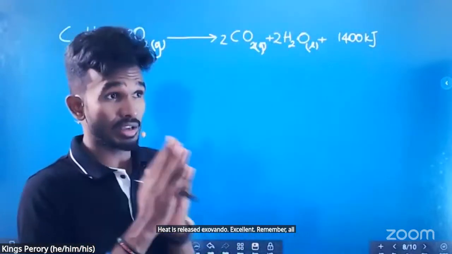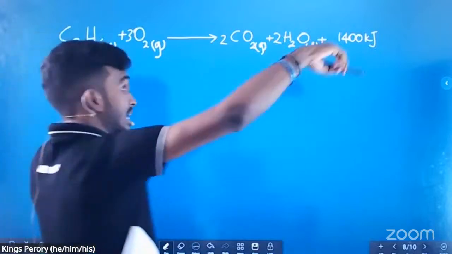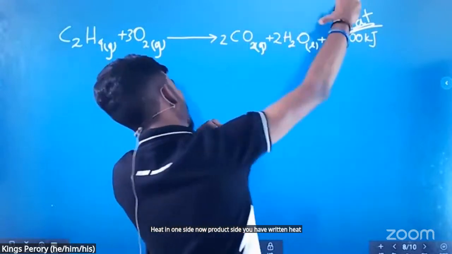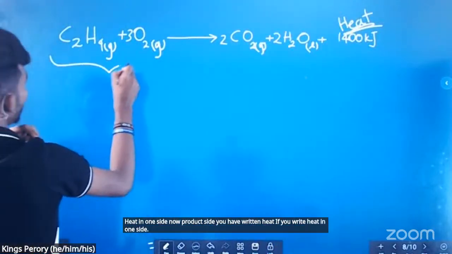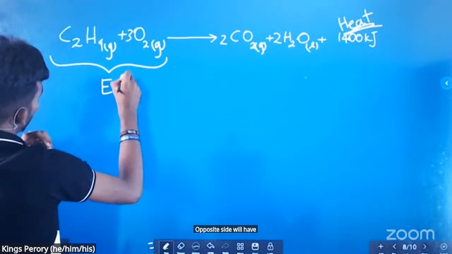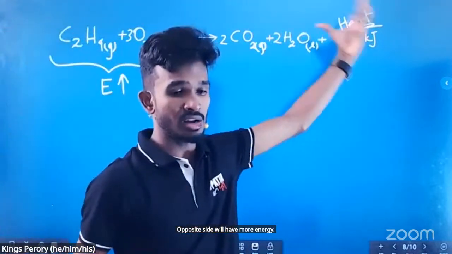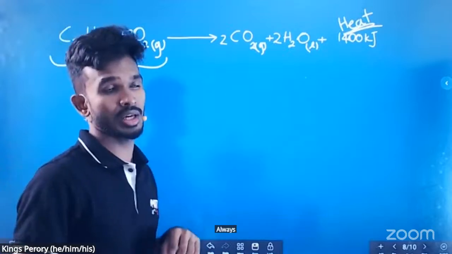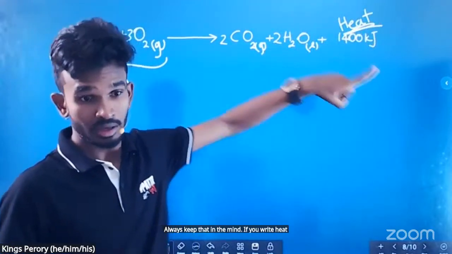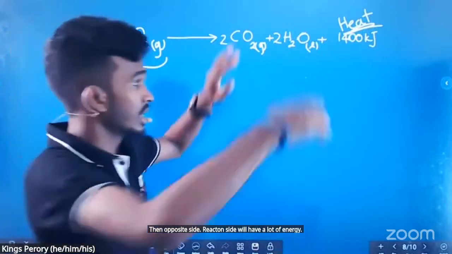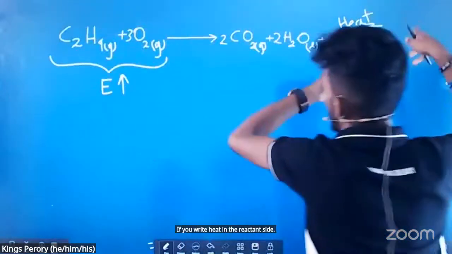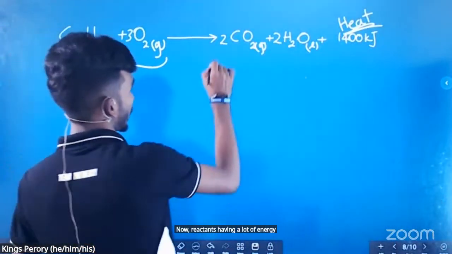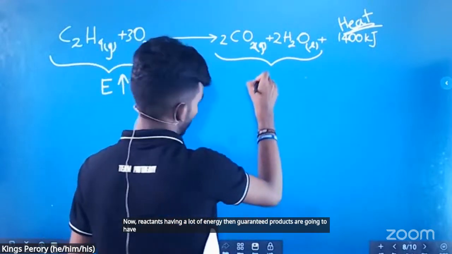Now remember the shortcut. Even on chem night I taught you the shortcut. If you write heat on one side, the opposite side will have more energy. If you write heat in the product side, then the opposite side, the reactant side, will have a lot of energy. If you write heat in the reactant side, the product side will have a lot of energy. Now, reactants having a lot of energy, products are guaranteed to have less energy.